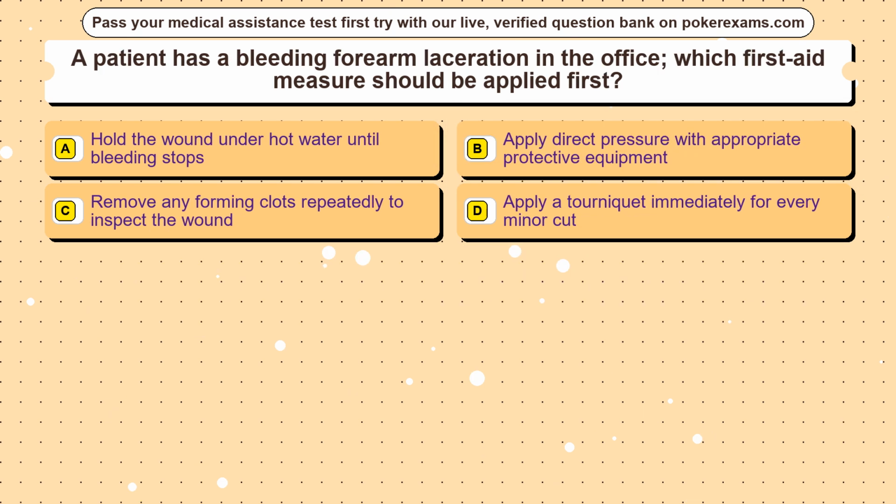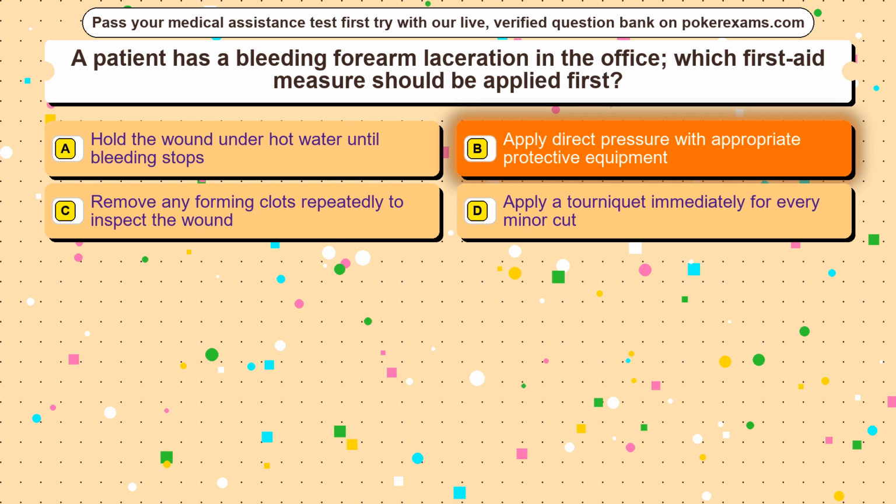Question 42. A patient has a bleeding forearm laceration in the office. Which first aid measure should be applied first? Option A, hold the wound under hot water until bleeding stops. Option B, apply direct pressure with appropriate protective equipment. Option C, remove any forming clots repeatedly to inspect the wound. Option D, apply a tourniquet immediately for every minor cut.